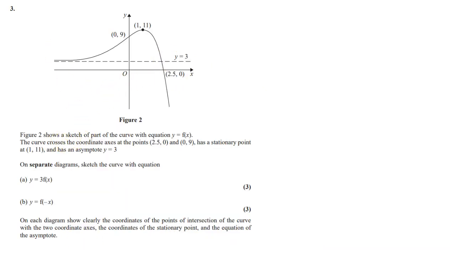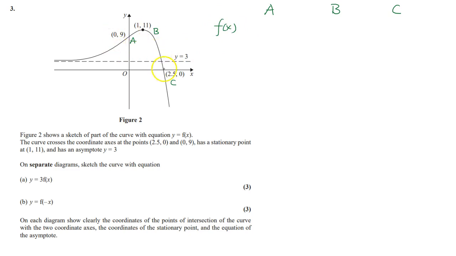This figure shows the sketch of part of a curve C with the equation y is equal to f(x). The curve crosses the coordinate at 0, 9, 1, 11, 2, 5 and has an asymptote at y is equal to 3. On a separate diagram, sketch the curve with the equation. Let's say this is point A, this is point B, and this is point C. So let's see the coordinates of A, B, and C for f(x).